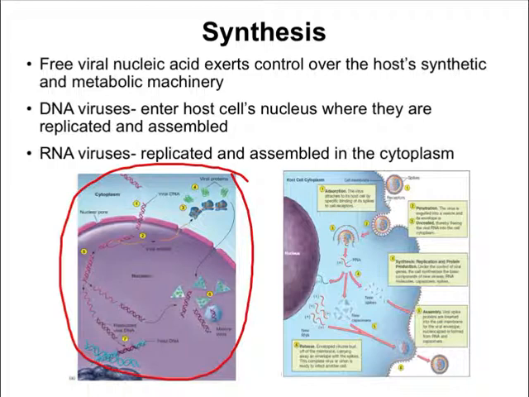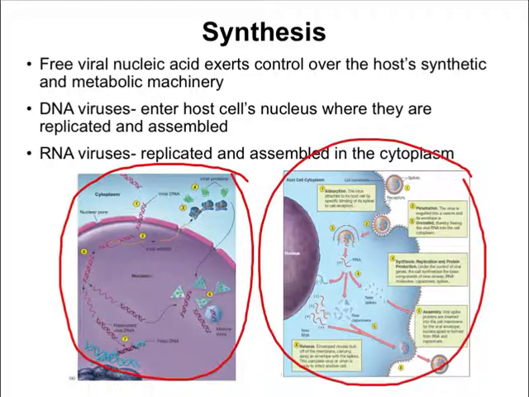Sometimes this DNA will remain free in the nucleus, and other times, in double-stranded DNA viruses, the DNA can be inserted into the host DNA. RNA viruses, in contrast, replicate and assemble themselves out in the cytoplasm. And this makes sense because the RNA in many RNA viruses is essentially messenger RNA, so it can go right to ribosomes and produce proteins directly.